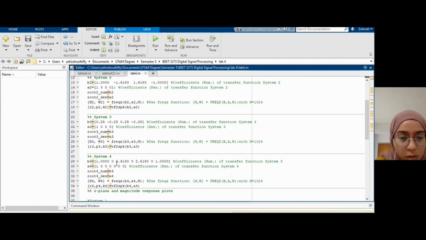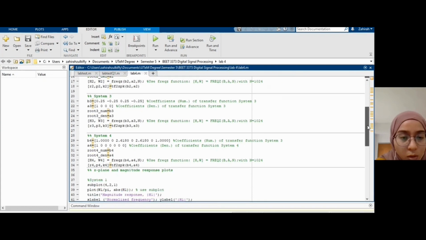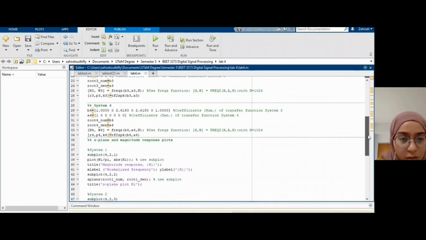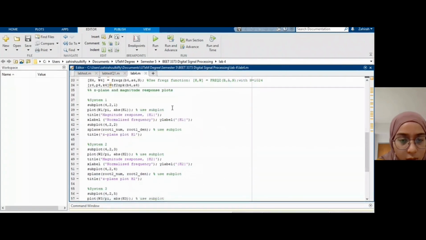So the next part, we're going to plot the graph. We use the command subplot 4, 2, 1 to plot the graph for transfer function. We plot by using W1 divided by pi against the magnitude of H1. The title will be magnitude response H1. The X label will be normalized frequency while the Y label is H1.